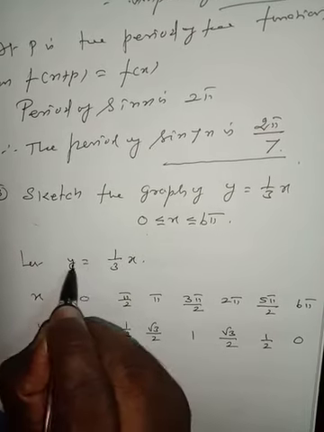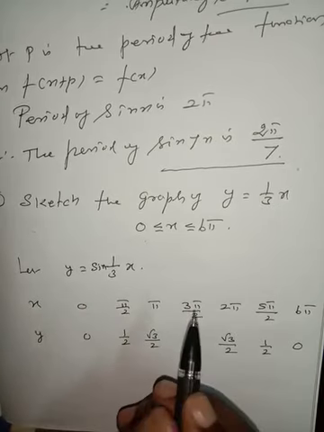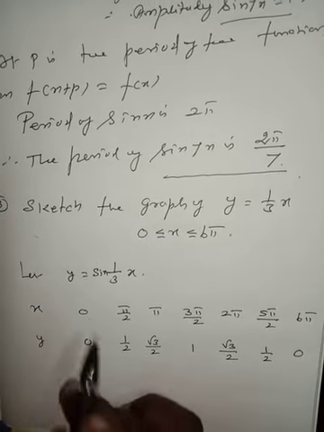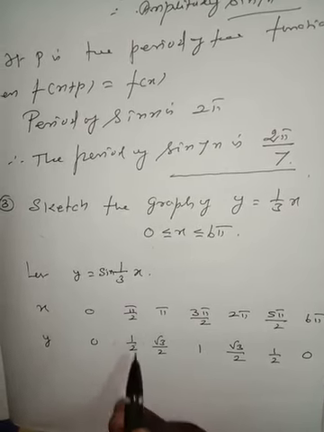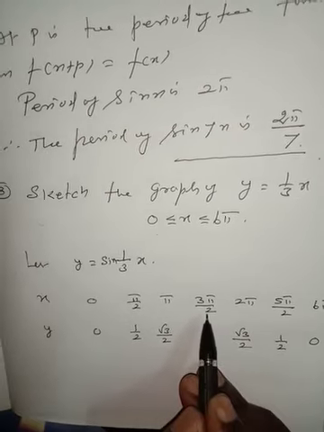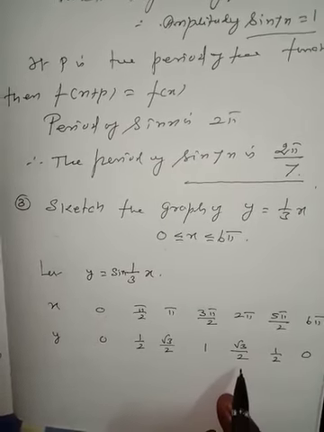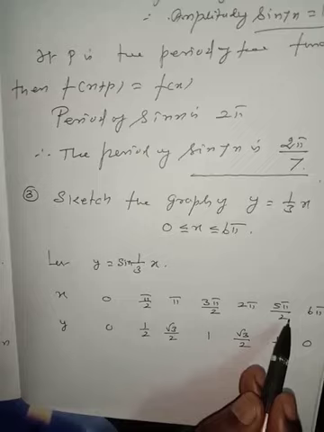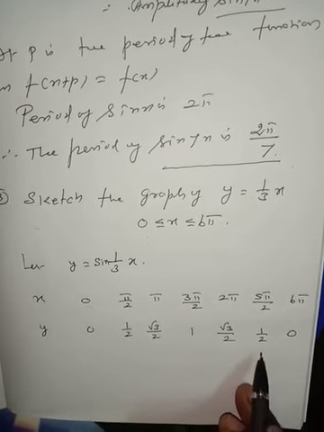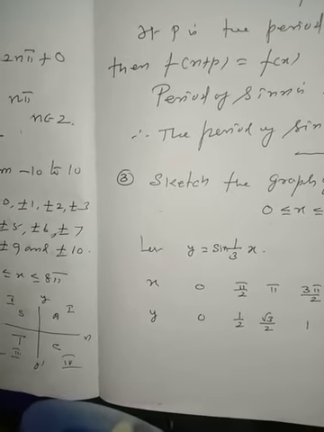So let y is equal to sin (1 by 3) of x: apply 0, we get 0; pi by 2, we get 1 by 2; pi, we get root 3 by 2; 3 pi by 2, 1; 2 pi, root 3 by 2; 5 pi by 2, 1 by 2; 6 pi, 0. Now draw the graph.